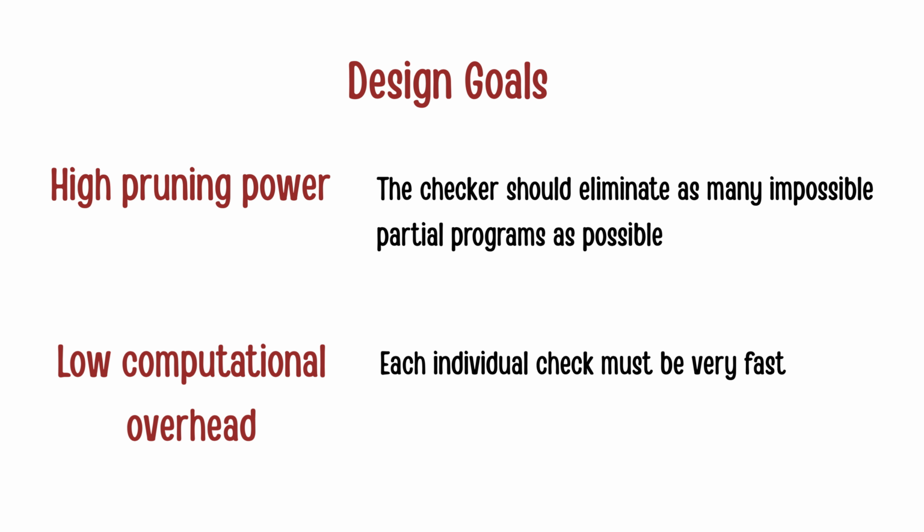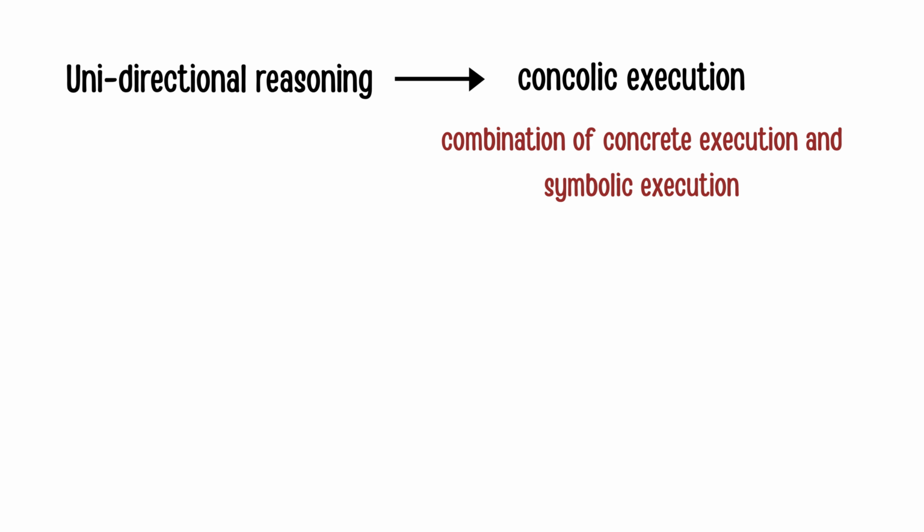To achieve both goals, the authors developed two versions of the trace compatibility rules. Let's look at each one. The first approach uses unidirectional reasoning based on concolic execution. If you're unfamiliar with concolic execution, you can think of it as a combination of concrete execution and symbolic execution. Known values are treated concretely, while unknown parts of the program are represented symbolically.